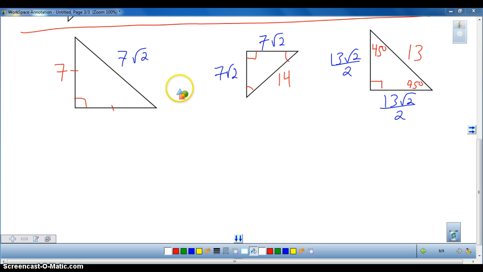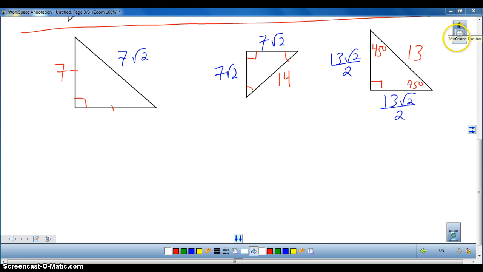If you can see some of the patterns here, as far as when you divide by 2, you get 7 square root of 2. When you have an odd number, you get that number square root of 2 over 2. If you're seeing those patterns and you're comfortable with that, that's fine. I won't take off points if you can save yourself some steps there.